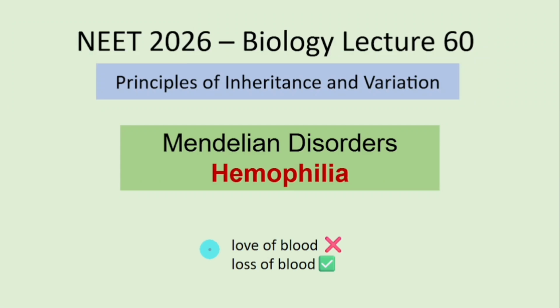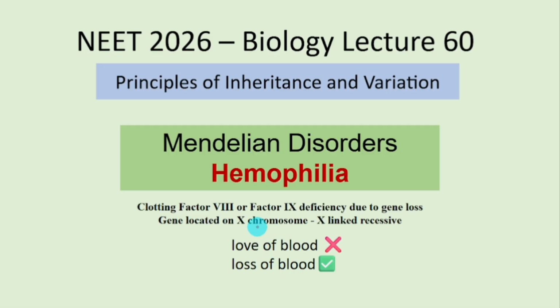So we are starting lecture number 60, bio section. Title is Hemophilia. So the literal meaning of hemophilia is love of blood, but the actual pathological condition is loss of blood. The reason is there is a deficiency of factor 8 or factor 9 in this disease, and this is due to gene loss or gene mutation, and this particular gene is located on X chromosome. This is the reason hemophilia is X-linked recessive disorder.